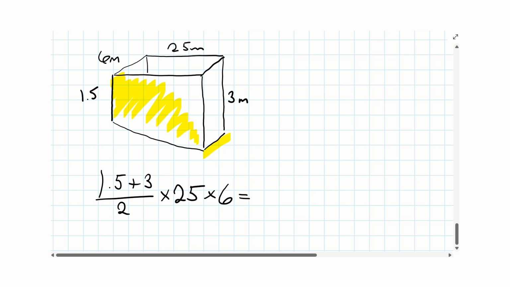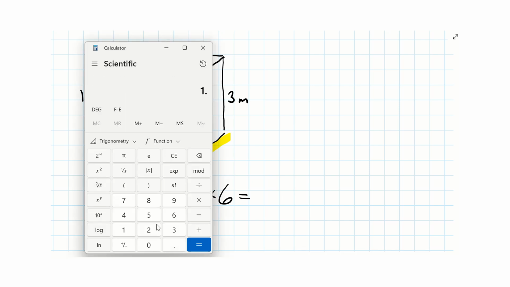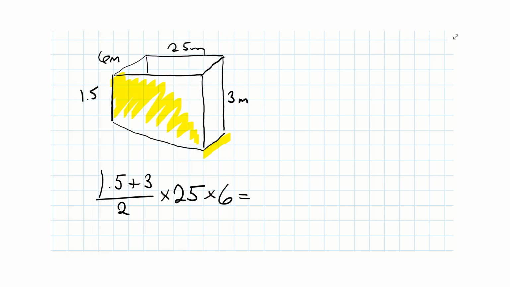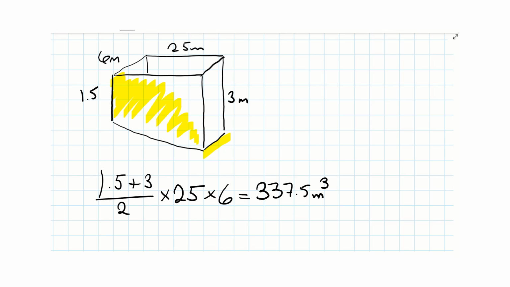Have a look at your cheat sheet. You'll have the trapezoid prism on there, and it is done like this. When we do all of our calculations, 1.5 plus 3 is equal to 4.5, divided by 2 is equal to 2.25, times 6 times 25. We are going to come out with 337.5 meters cubed. So that is our current volume.